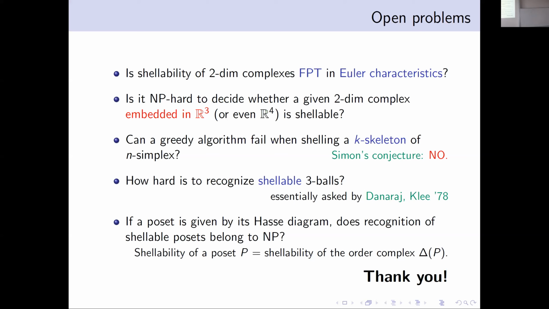So you are interested, for example, in the values which can appear in the Möbius function. And actually these things are related to the Euler characteristic of the order complex. And what is the order complex here? That basically means that I remove the top and bottom element and I build a simplicial complex which is formed by the chains here.